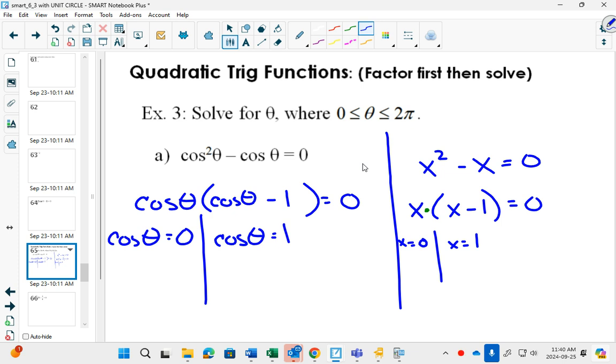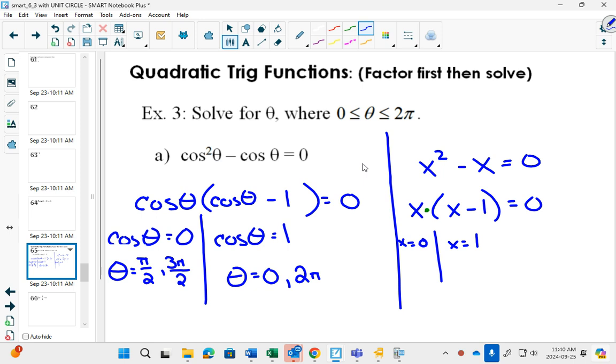If it's a non-calculator question, you're going to ask, are these values on my unit circle? This looks like the axes family to me. When is your x coordinate equal to 0? At pi over 2 and 3 pi over 2. In your axes family, when is your x coordinate equal to 1? Only right here, at 1 comma 0. So then theta could equal 0 or 2 pi.